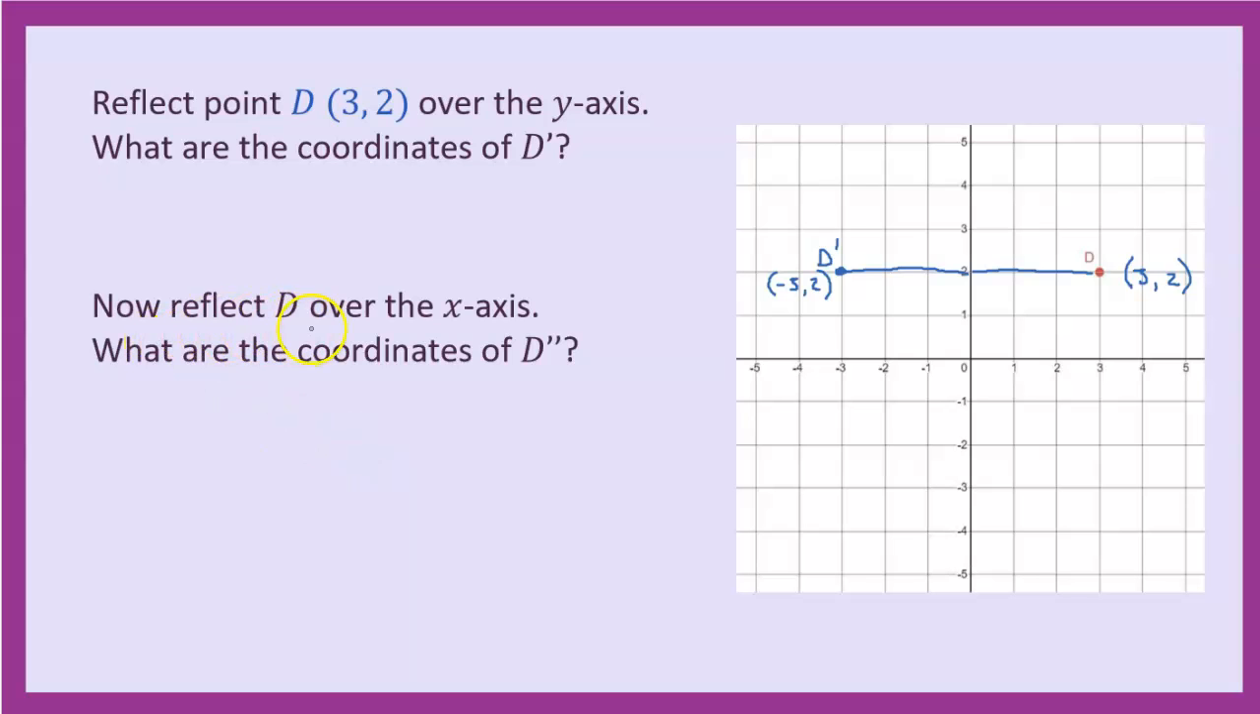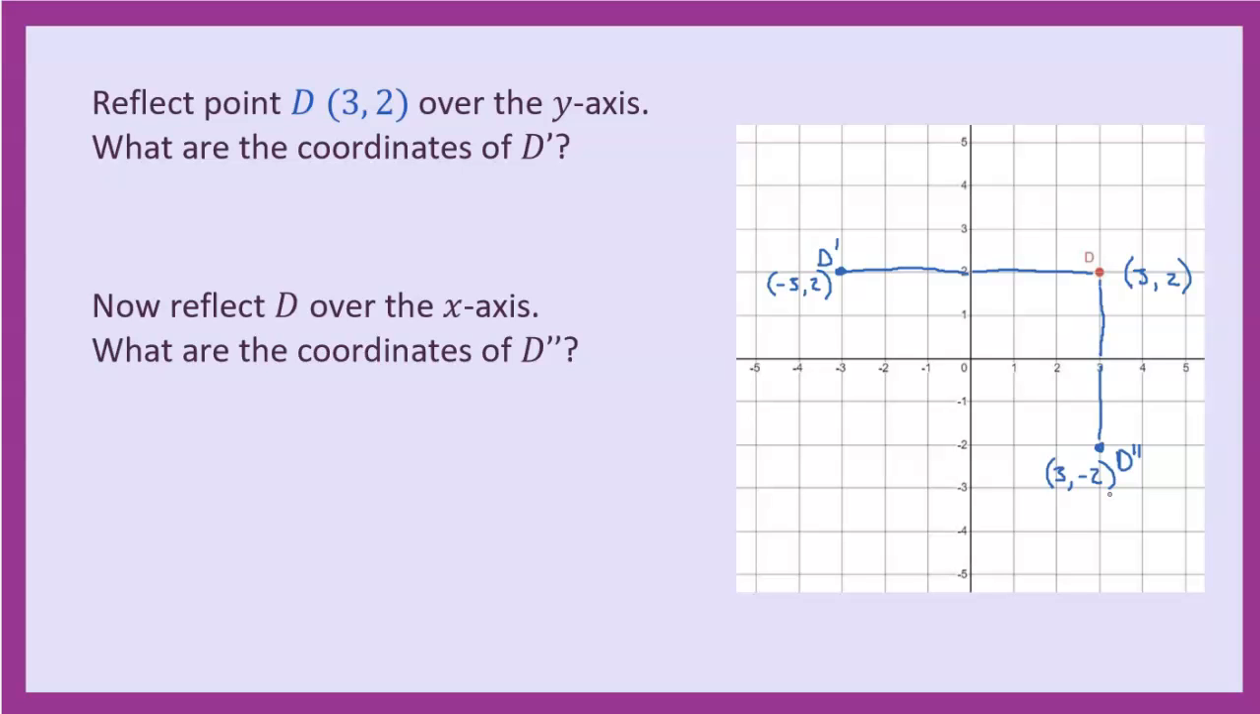And now it says to reflect D over the x-axis. So we're going to do the same process. Let's see, we have 2 down to the x, so we'll go 2 on the other side. There's our new image. I'll call that D double prime. And what are the coordinates of D double prime? Let's see, so our x is 3 and our y is negative 2. So 3, negative 2. All good so far.